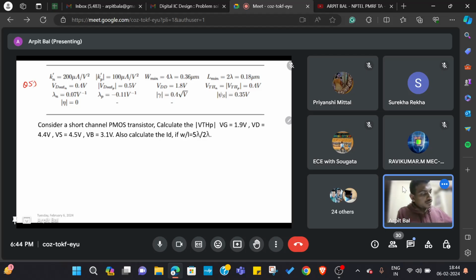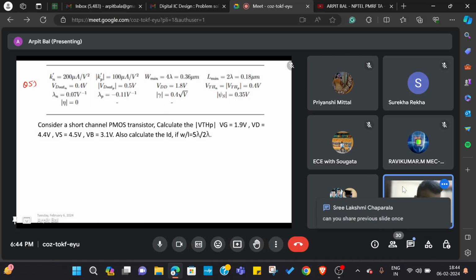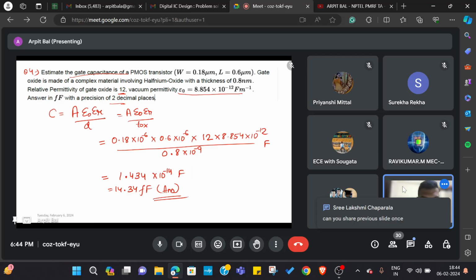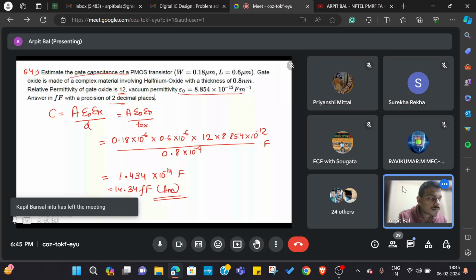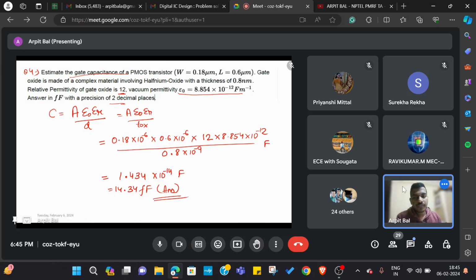Okay, so we are given a short channel PMOS transistor. We need to figure out what is the mod VTHP. Can you share the please? Okay. Okay, so can we proceed with the next question?